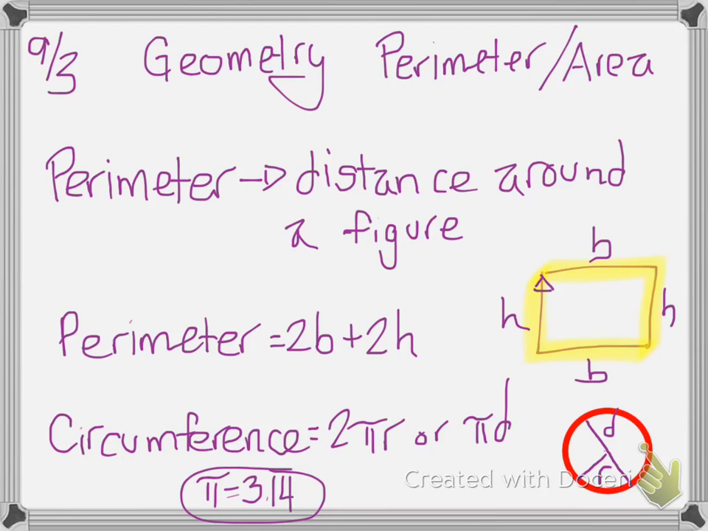Okay, so that's perimeter. We talked about perimeter of a rectangle or square. We talked about the perimeter of a circle, which is called circumference. If you need to pause the video, feel free to do so. Otherwise, this video will play on.